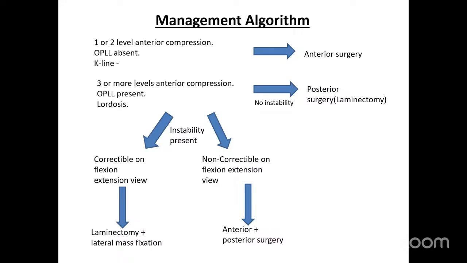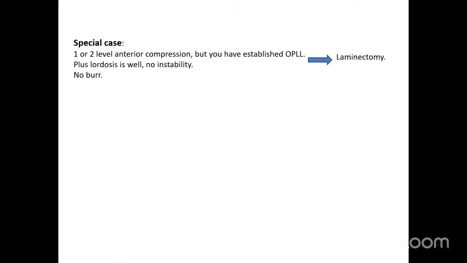Instability, which I will determine from the flexion extension view. If the instability is present, in flexion we can see the instability, and if it gets corrected on extension view, I'll just go posterior. But yes, I will also fix the cervical spine in corrected position with lateral mass screws along with laminectomy. But if the instability is non-correctable, if it is rigid on flexion extension view, yes, these are the cases when I will go anteriorly first and then posteriorly also.